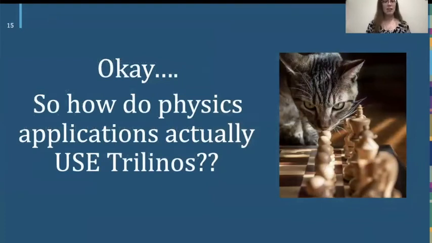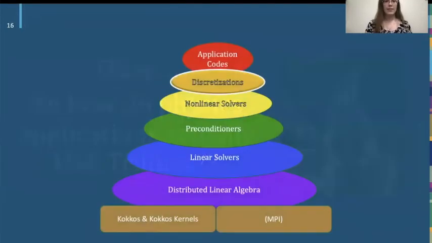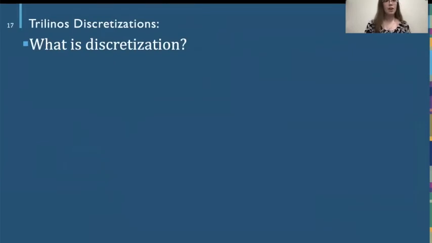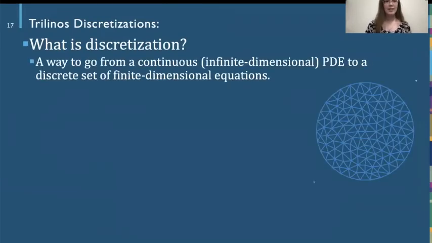Okay, so those were great applications, but how do these physics applications actually use Trilinos? Let's talk first about discretizations. What is a discretization? A discretization is a way to go from a continuous or infinite dimensional partial differential equation, or PDE, to a discrete set of finite dimensional equations that our computers can work with.